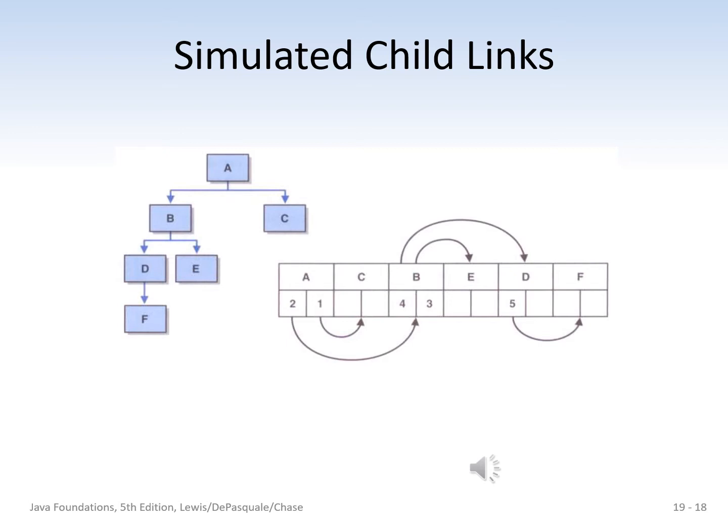Here's a graphic depiction of simulated child links. If you remember what was said previously, each element of the array, such as A, B, C, D, E, and F in this graphic depiction, is an object, and that object stores a reference to the tree element and the array index of each child. So you can see A holds a reference to C and a reference to B. B holds a reference to E and a reference to D, and so on and so on.